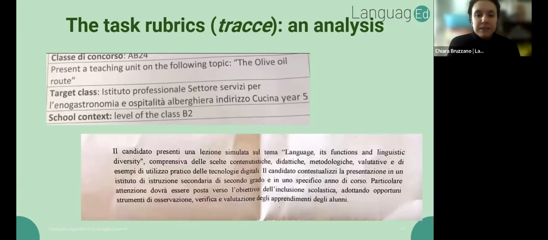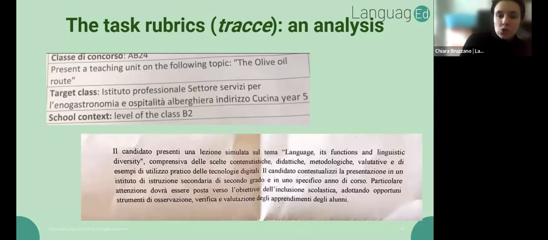And then finally, we've got another one. I have to say, I've chosen a bit of a mixture of task rubrics, some of them a bit more ridiculous than others. Here we have the topic language, its functions, and linguistic diversity. You don't have a lot of details here. We've only got istruzione secondaria di secondo grado, but it's up to you to choose most of the details when you do your lesson plan on this.